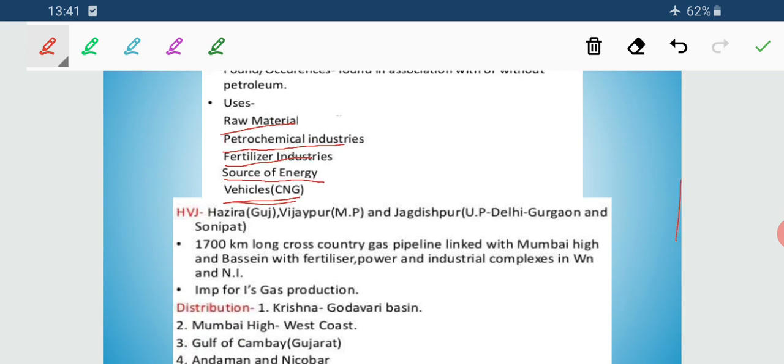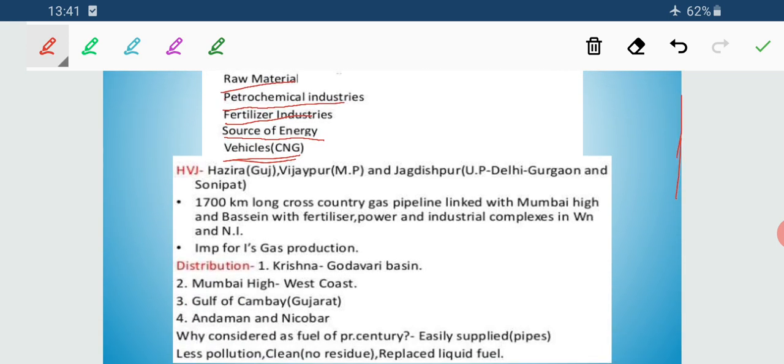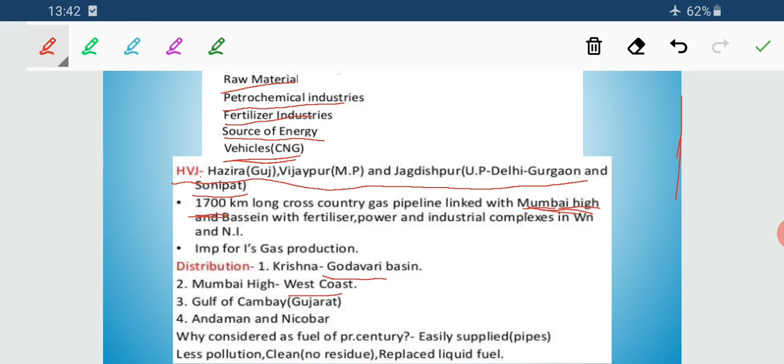Now we have its important natural gas pipeline, the longest one in our country, the cross country pipeline Hajira, Vijaypur, Jagdishpur, which is 1700 km in length. It's one of the most important natural gas pipelines in our country. There are other places of distribution also: Krishna Godavari Basin, Mumbai High, Gulf of Cambay, that is the Gujarat Khambat region, and Andaman Nicobar.